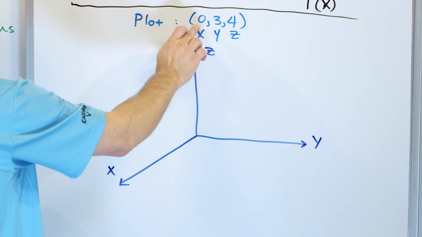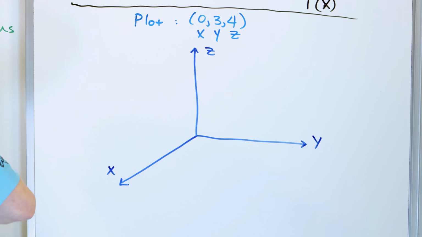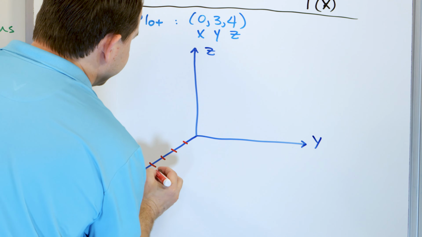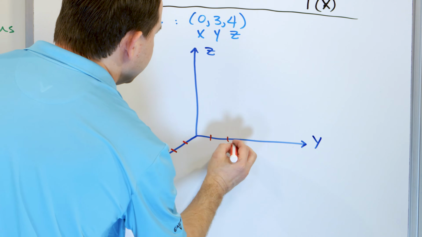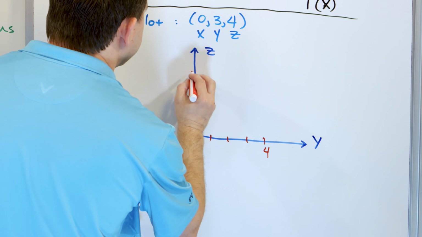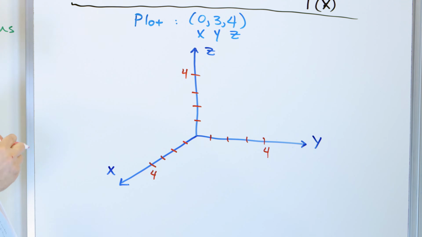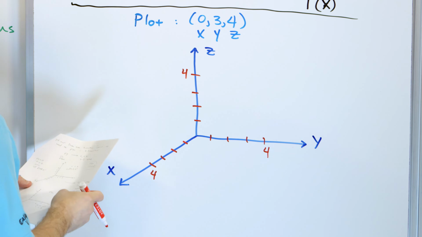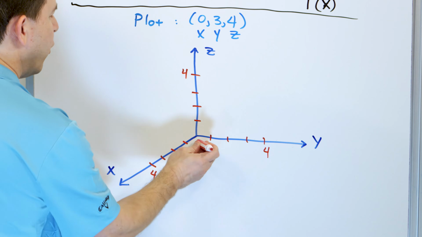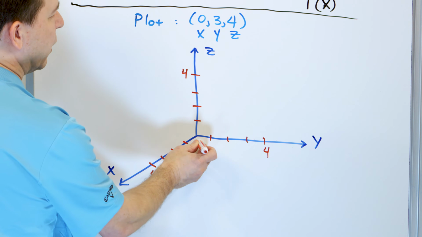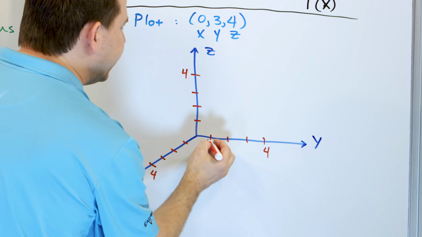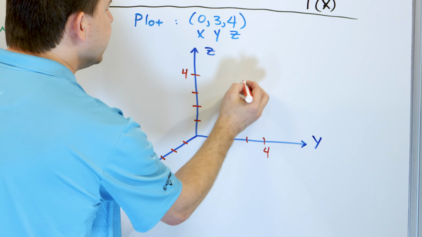All right, now if we want to plot, well, first, before I do that, let me draw some tick marks. Here's 1, 2, 3, 4. 1, 2, 3, 4. And 1, 2, 3, 4, like this. So how do we plot the point 0, 3, 4? What we're saying is the x coordinate here, the one that comes out of the board, is 0. So it doesn't come out of the board at all. But the y coordinate is 3, so we go over to 3, and the z coordinate is 4 up here.